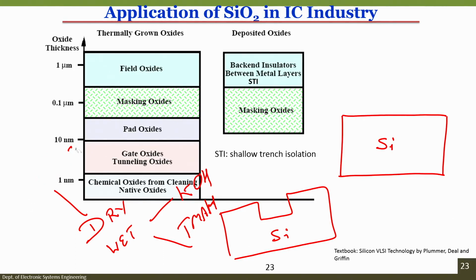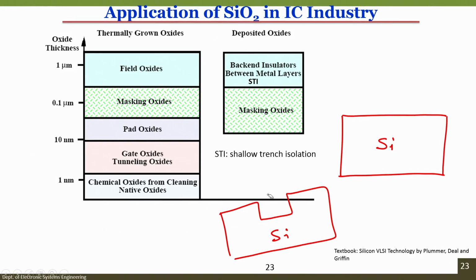So, either we go for wet etching or dry etching so that we can create a pit. Now, to create this pit, if I dip this silicon wafer directly into a silicon etchant, what will happen?